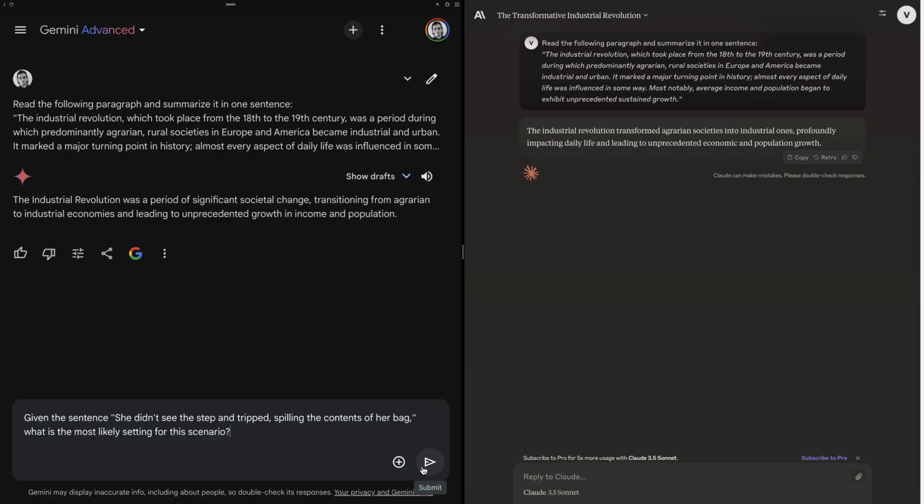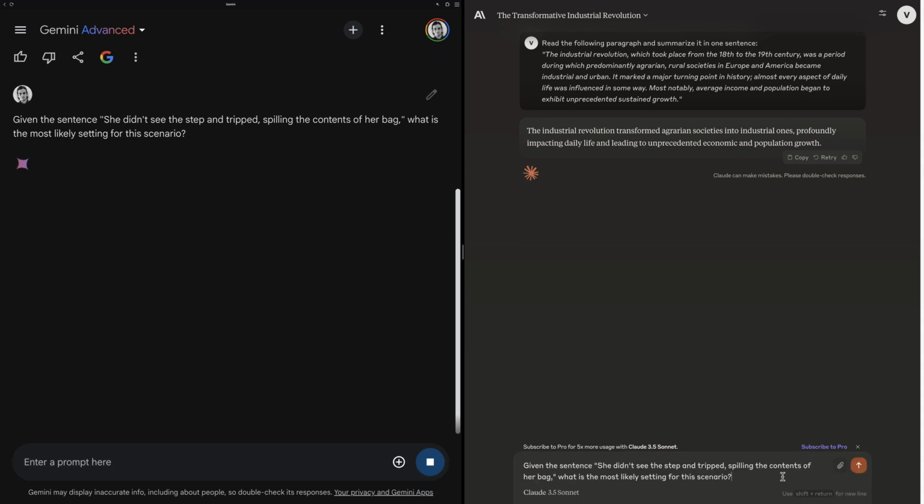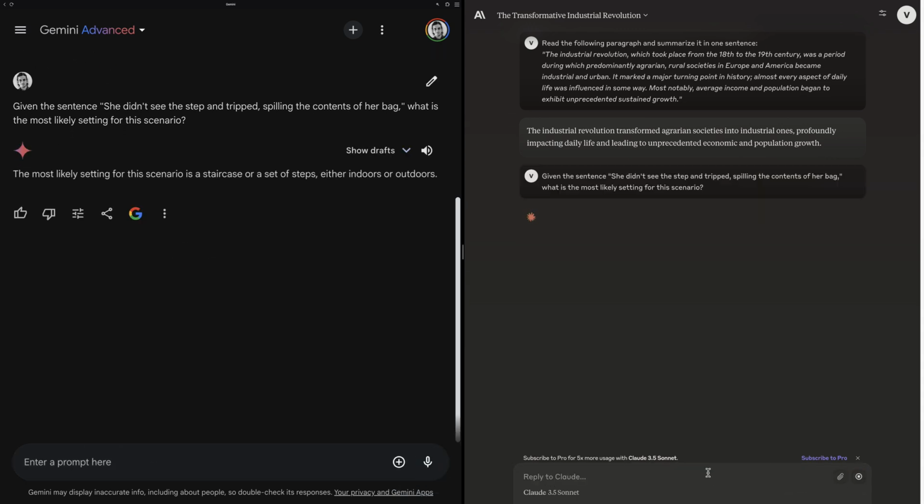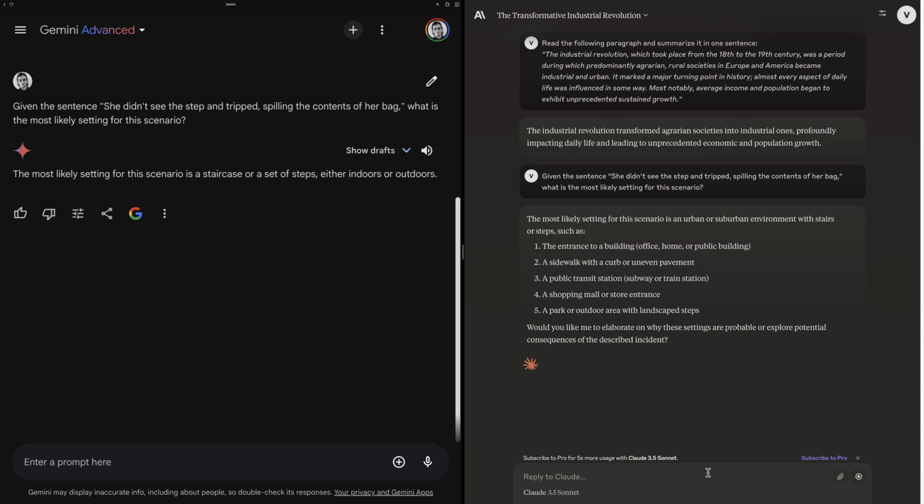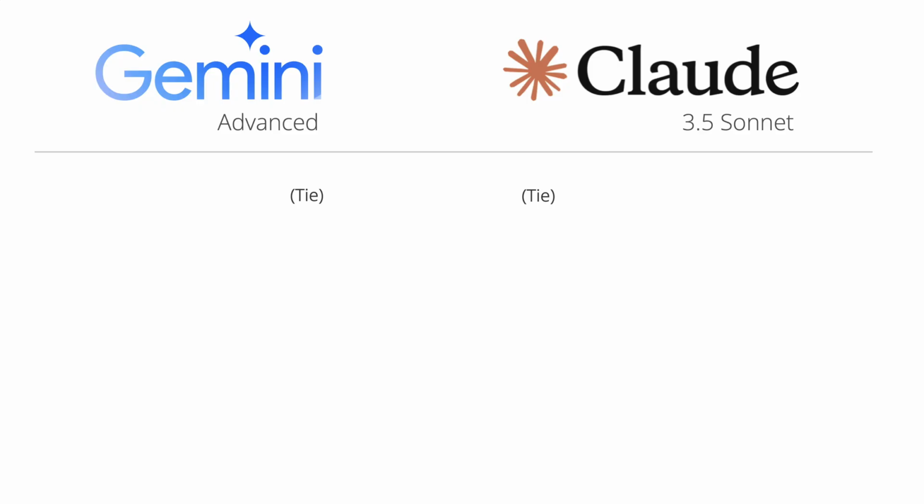The second question is to identify the most likely scenario for "she didn't see the step and tripped, spilling the contents of her bag." Claude gave me some very specific samples here, and Gemini gave me a more crisp response, but I kind of like both, so I would give this one a tie as well.